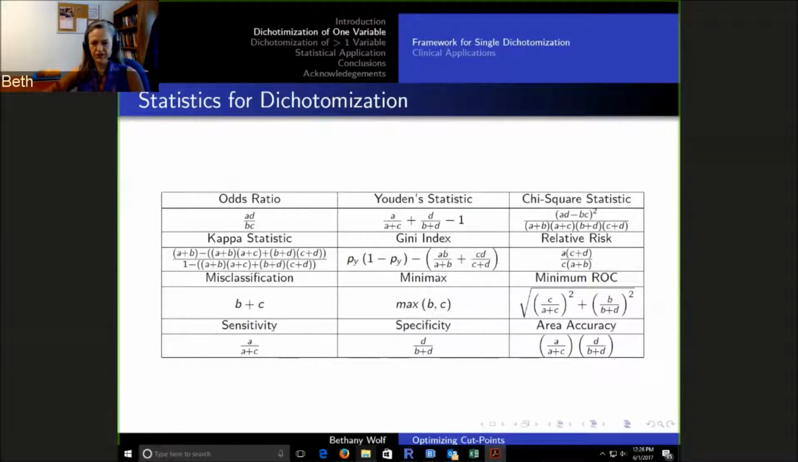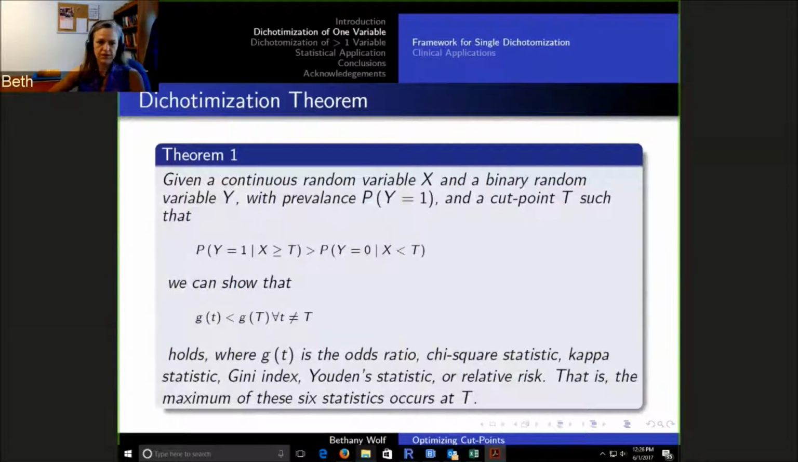So this is the framework that we're working from, and these were the statistics that we focused on in our study to try to understand the performance characteristics when we actually had a true threshold. So our question is, if I use these 12 statistics, which of them should actually recover that true threshold t? So, of course, I'm a mathematician, so I'm going to give you some theorems.